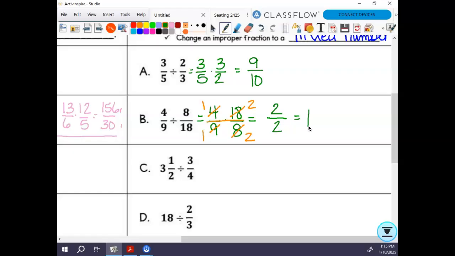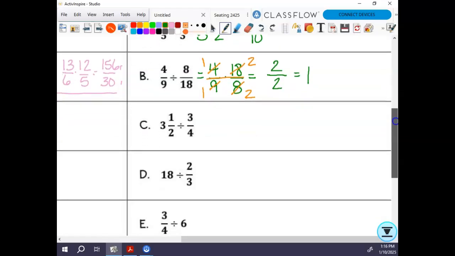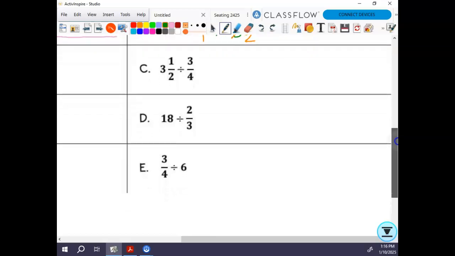We good? All right, on C, can I keep, change, flip right now? Or do I have to do something else first? I have to do the improper fraction, yeah. So this mixed number needs to become an improper fraction. So to do that, I do 3 times 2, which is 6, add it to 1, so that gives me 7/2 divided by 3/4. Now that I have 2 fractions that are being divided, now I keep, change, flip. 7/2 times 4/3.